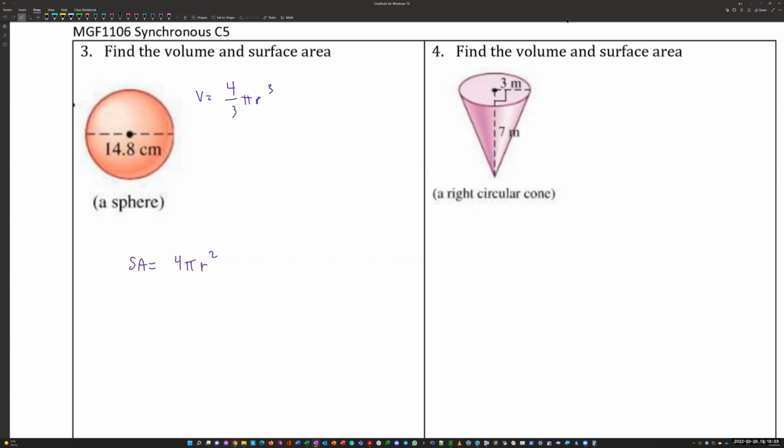Wait, Professor. So the volume was supposed to be 4 divided by 3 multiplied by pi multiplied by 7.4 to the power of 3, right? Yes, that's correct. So it's not 169.52? That's what came up again. 169.53781 I got. Oh, okay, fine. Close, very close. Okay.